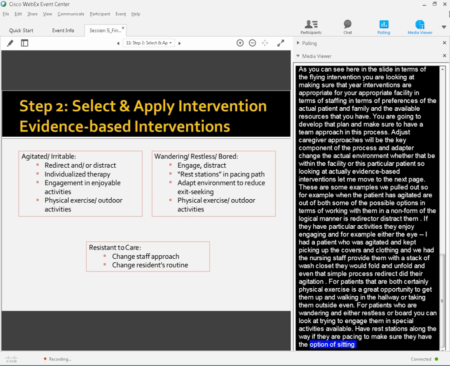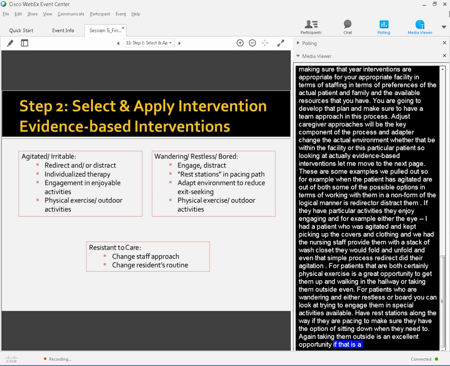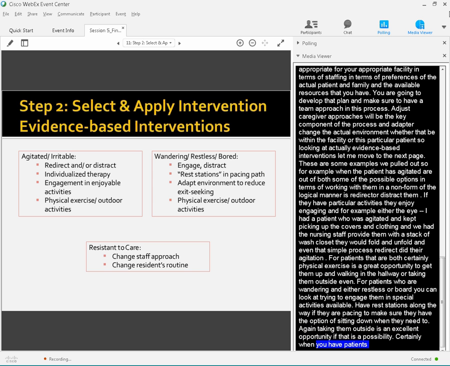And then certainly when you have patients who are resistant to care, whether that be bathing, clothing, feeding, et cetera, looking at changing the staff approach to bathing, and I think Dr. Powers touched base on that in our last session, doing a bed bath when appropriate versus actually taking them to the shower as an example.